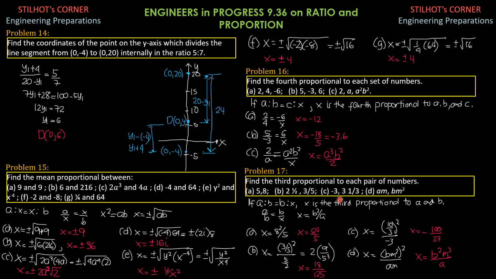For part C, x is 3 and 1/3. 3 and 1/3 is 10 thirds. So 10 thirds squared over negative 3. So that would be 10 squared over negative 3 times 3 squared, negative 27. So negative 100 over 27. Then for part D, x, the third proportional to am and bm squared, is quantity bm squared squared over am. So that would be b squared m cubed over a. m to the fourth over m is m cubed.